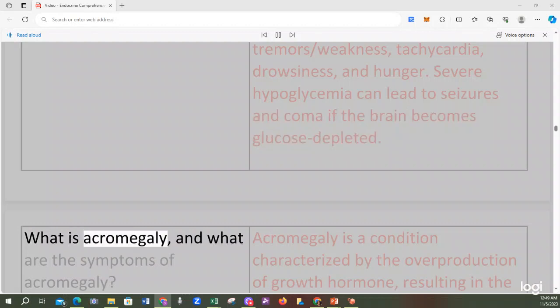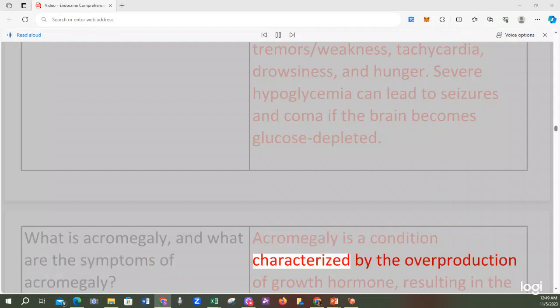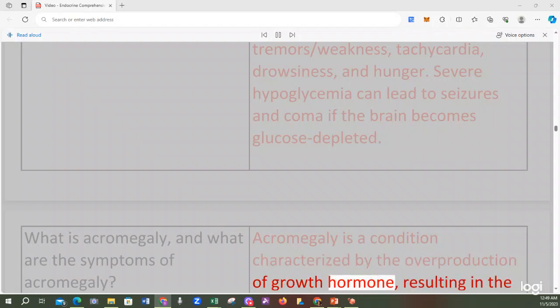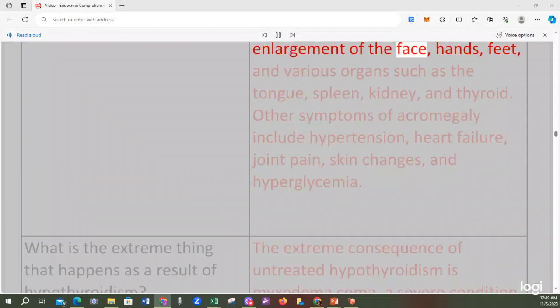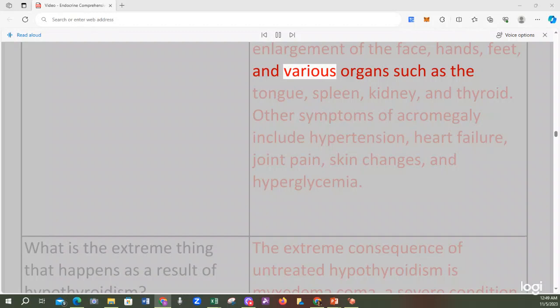What is acromegaly, and what are the symptoms of acromegaly? Acromegaly is a condition characterized by the overproduction of growth hormone, resulting in the enlargement of the face, hands, feet, and various organs such as the tongue, spleen, kidney, and thyroid. Other symptoms of acromegaly include hypertension, heart failure, joint pain, skin changes, and hyperglycemia.